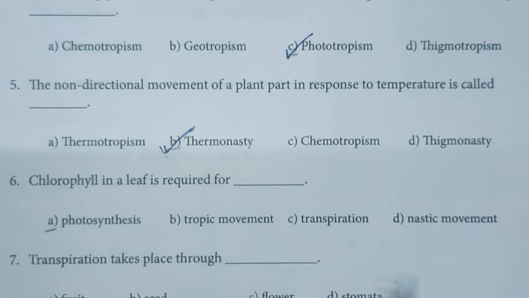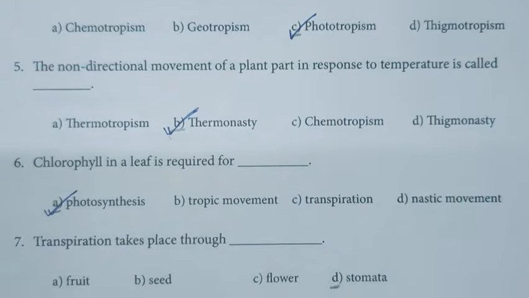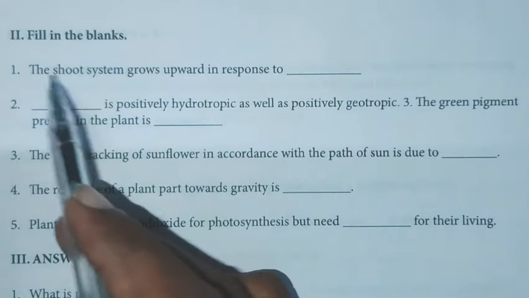Sixth one, chlorophyll in a leaf is required for photosynthesis. Option A is the right answer. Seventh one, transpiration takes place through stomata. So option D is the right answer. Part 2, fill in the blanks.